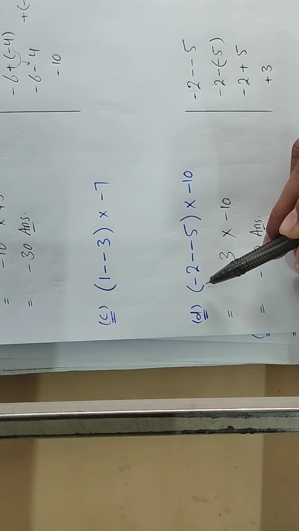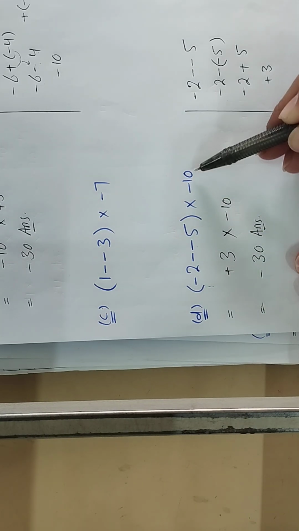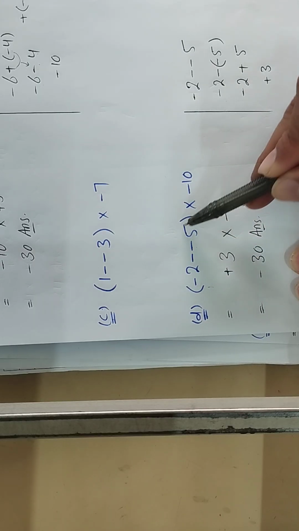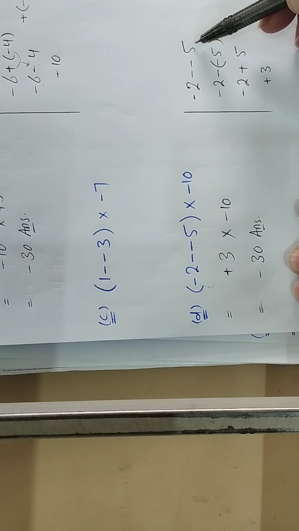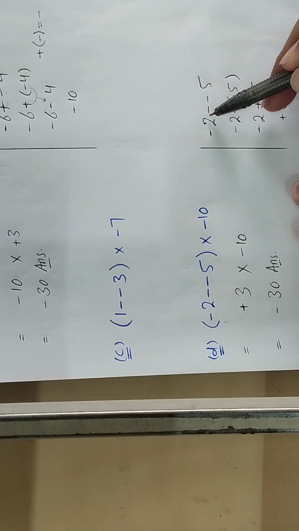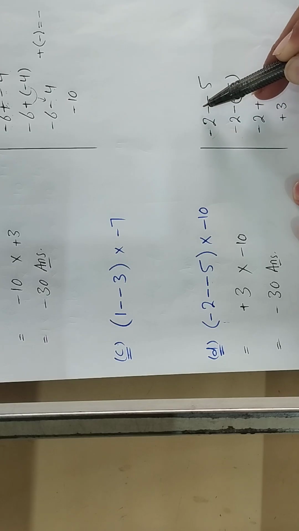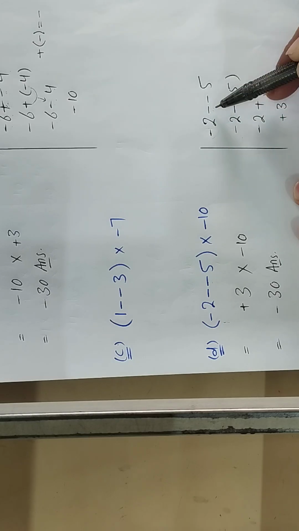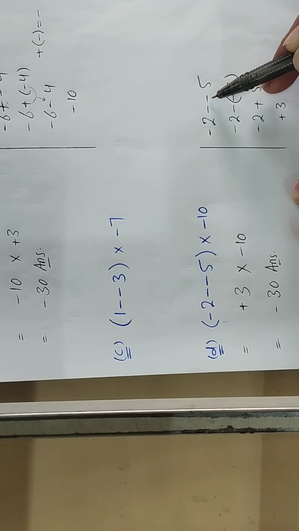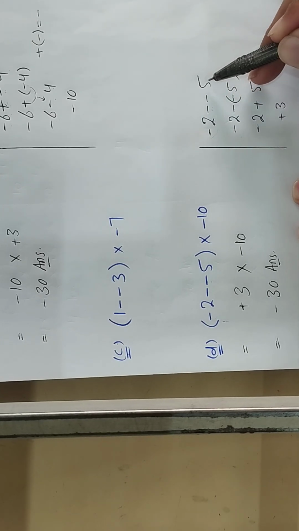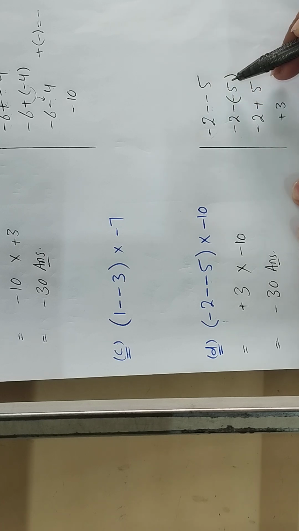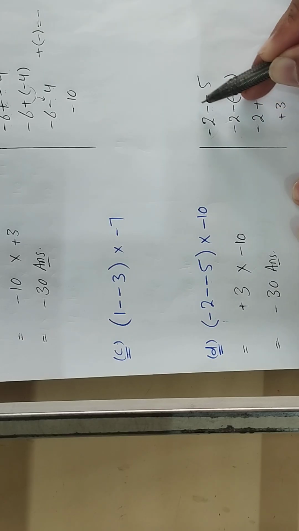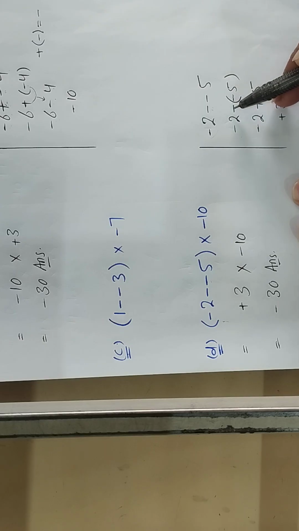D part is minus 2 minus negative 5 times minus 10. So the first step is to do this calculation which is inside the bracket: minus 2 minus minus 5. Minus 2 here is a negative integer, minus 5 is a negative integer, this minus is an operator. Now you can see that there are two signs between these two numbers. So when two signs appear between the numbers, an operator and an integer sign, what do we do? We put a bracket on the integer to make it separate from the operator. So in the first step, write minus 2 as it is, this operator minus, and put a bracket on minus 5.